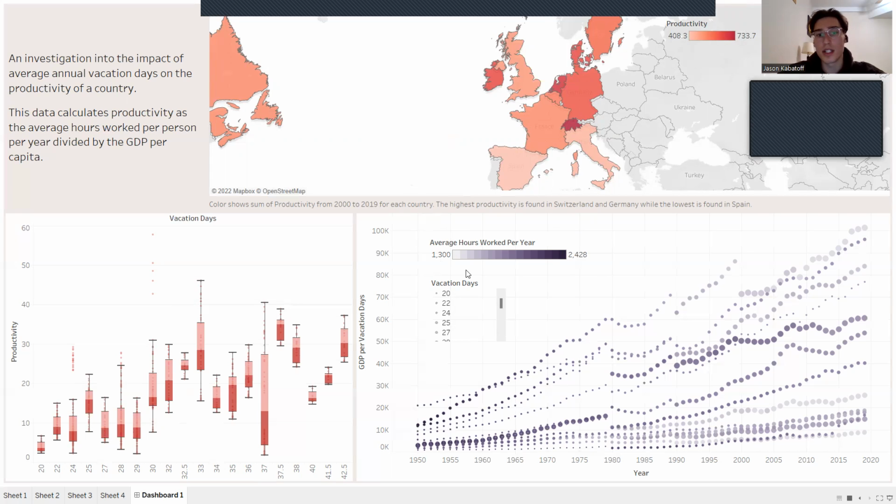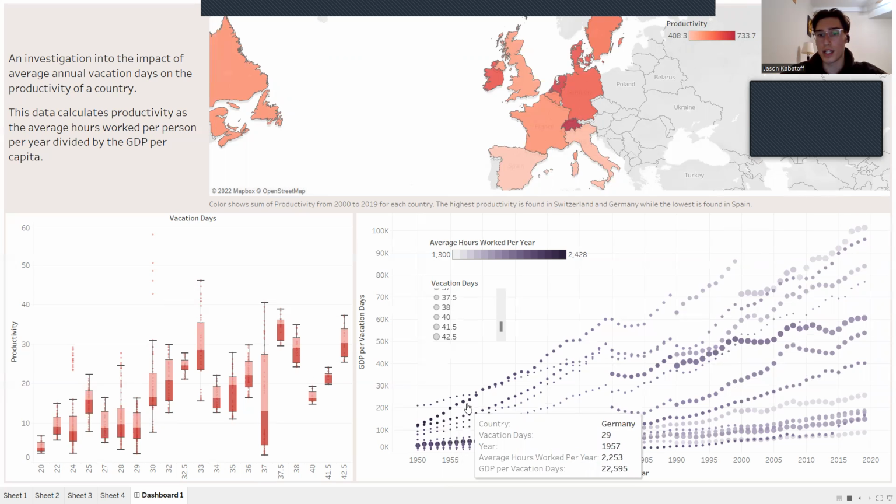And so ideally what we'd see is a light point, but a very big point. And that is indeed what we see with Germany over here at 42.5 vacation days, as well as 1,300 average hours worked per year. So a low amount of hours worked per year, high vacation days, but also a very high GDP per vacation day. And so yeah, that is ideal.